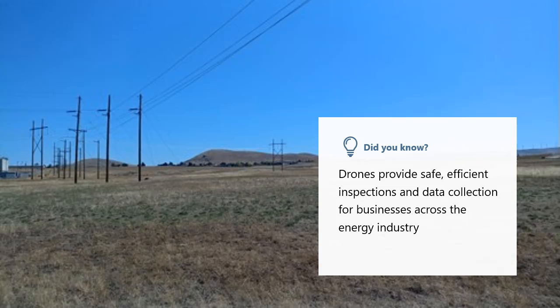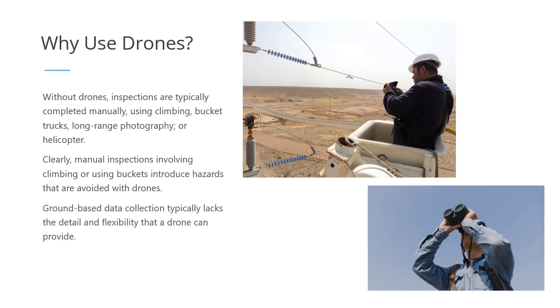Using drones in transmission and distribution today both opens up new possibilities and replaces existing work. Without drones, inspections are typically completed manually, using climbing, bucket trucks, long-range photography, or even helicopters. Clearly, manual inspections involving climbing or using buckets introduce hazards that are avoided with drones. Ground-based data collection typically lacks the detail and the flexibility that a drone can provide.